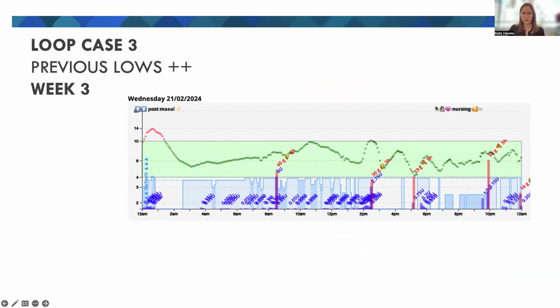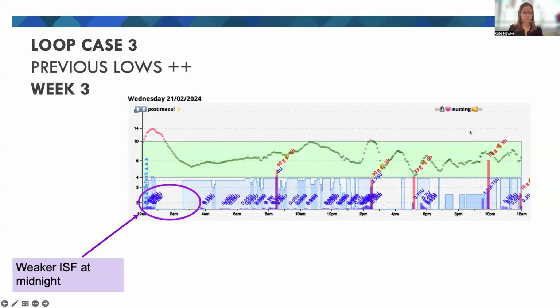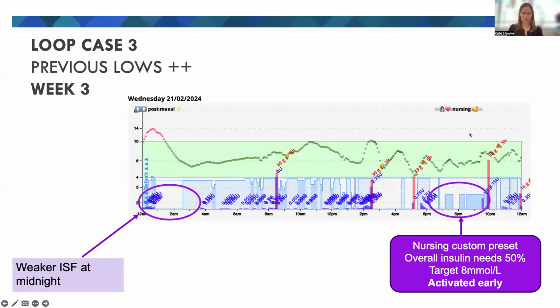And with the nursing preset, with this earlier activation here, we're able to have that running in a way where there's less insulin on board heading into that session. And in fact, even with running at a 50% rate, we can see that this time the system is actually continuing the basal at a 50% rate for the majority of the time, and we're not having a low. So we've headed into that custom preset more optimized in terms of hypo avoidance for that session. So that's our weaker ISF and our nursing custom preset.